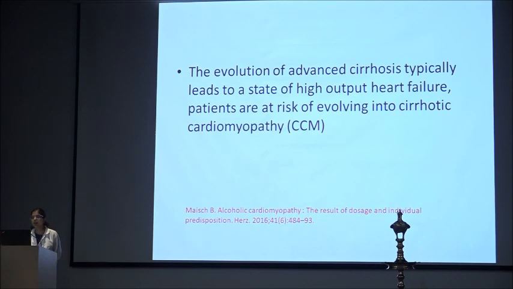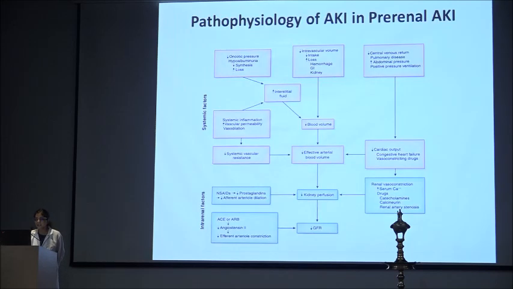The evolution of advanced cirrhosis typically leads to a state of high cardiac output failure, and patients are at risk of developing cirrhotic cardiomyopathy. In this figure, we can see the pathophysiology of pre-renal AKI.